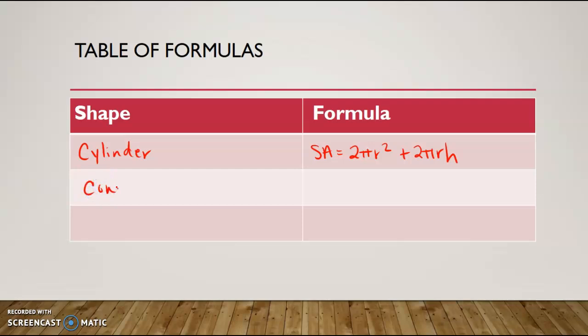We talked about cones in this section, and so for the surface area of a cone, we only have one circle, so that's pi r squared, and then our lateral area is pi times the radius times the slant height. And then our last one is the sphere, and so the surface area equals 4 pi r squared. And that is all of your formulas that you will use for this section.